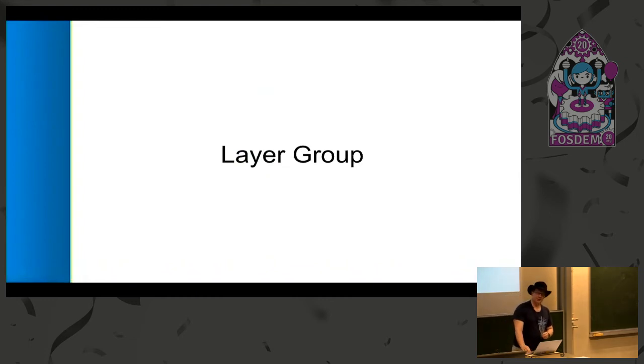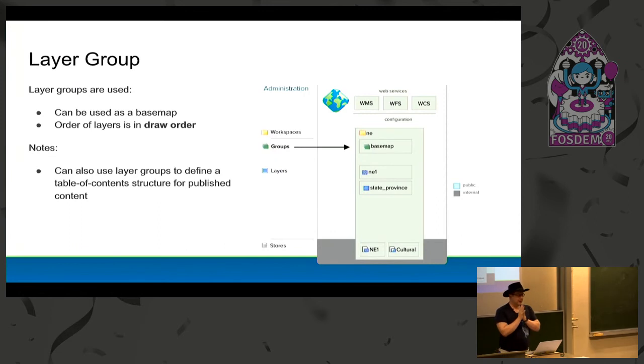Okay, so next up I've got a layer group. So the most common use for a layer group is to bundle up several layers together in order to draw a base map. The layers are listed in draw order. You can also use layer groups to construct a table of contents structure, like a series of folders to organize your data.